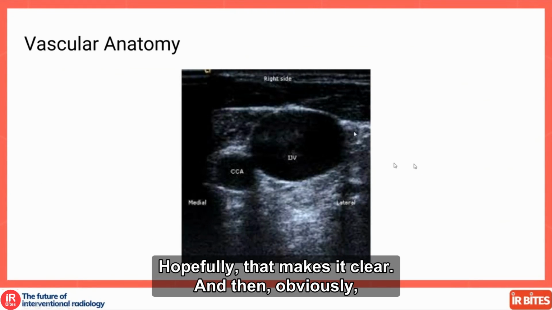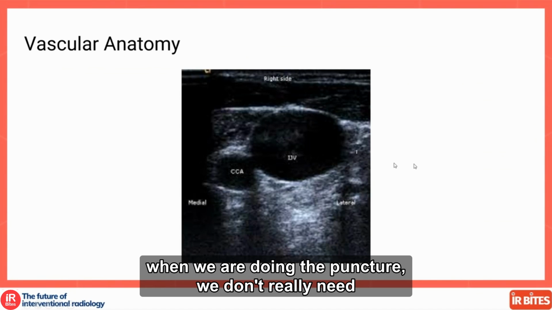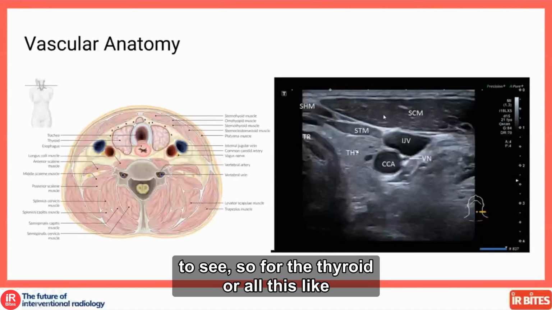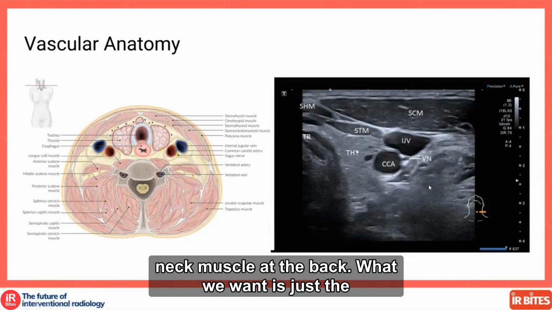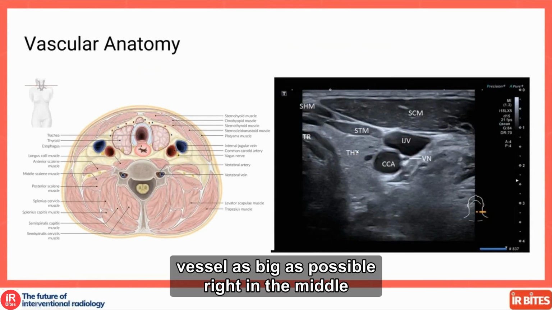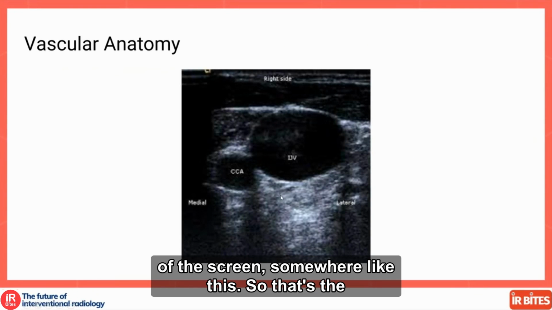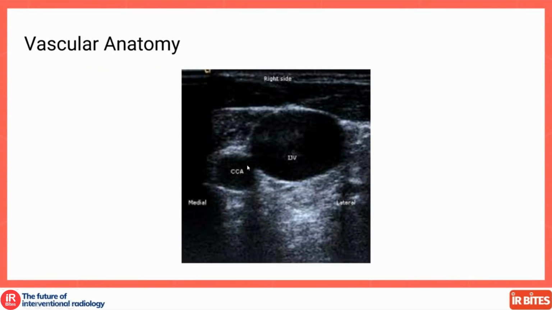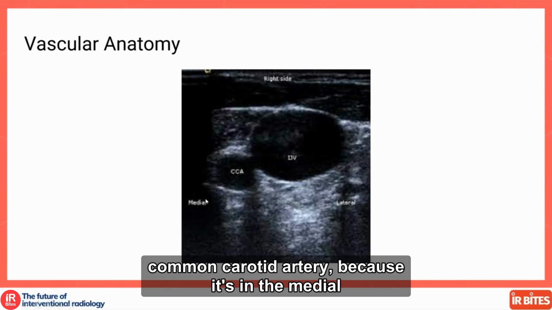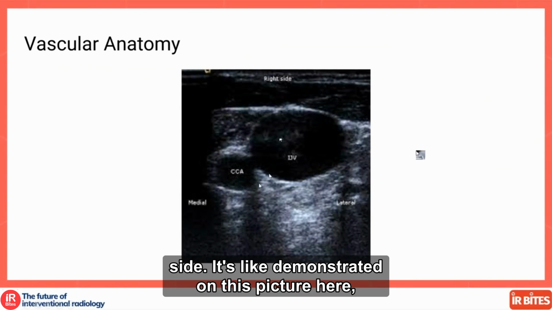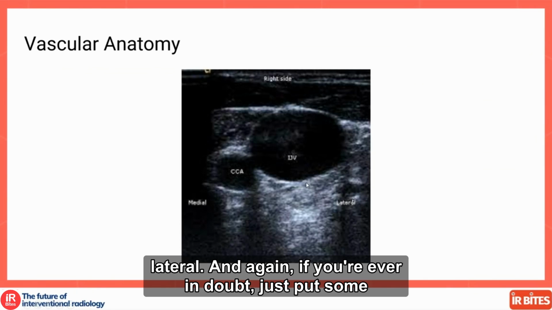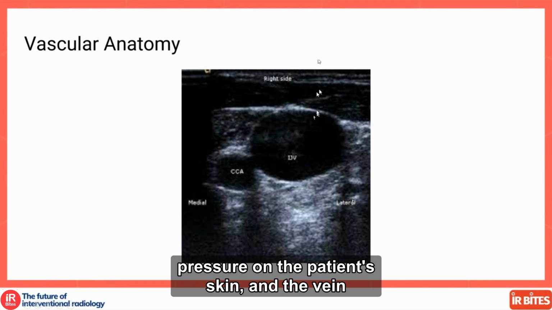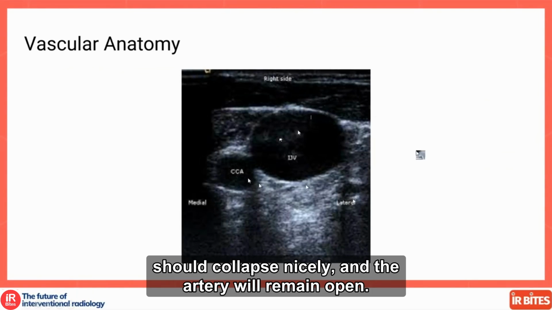When we are doing the puncture, we don't really need to see the thyroid or all this neck muscle at the back. What we want is just the vessel as big as possible right in the middle of the screen, somewhere like this. So that's the common carotid artery because it's on the medial side, as demonstrated on this picture here, and that's the internal jugular vein on the lateral side. Again, if you're ever in doubt, just put some pressure of the probe on the patient's skin and the vein should collapse nicely and the artery will remain open.